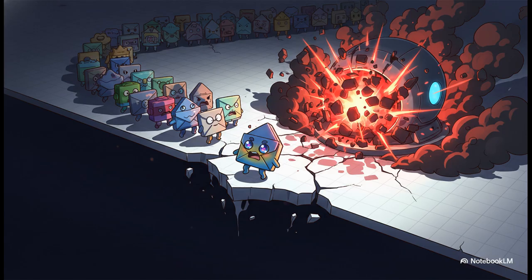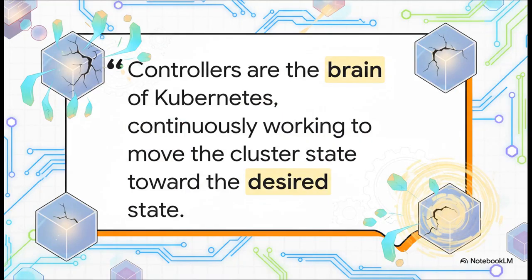Our packet is flying towards a dead end. And what about all the other packets right behind it? Is the entire application down now? This is where the entire philosophy of Kubernetes just clicks into place. It's all about a constant process called a reconciliation loop.